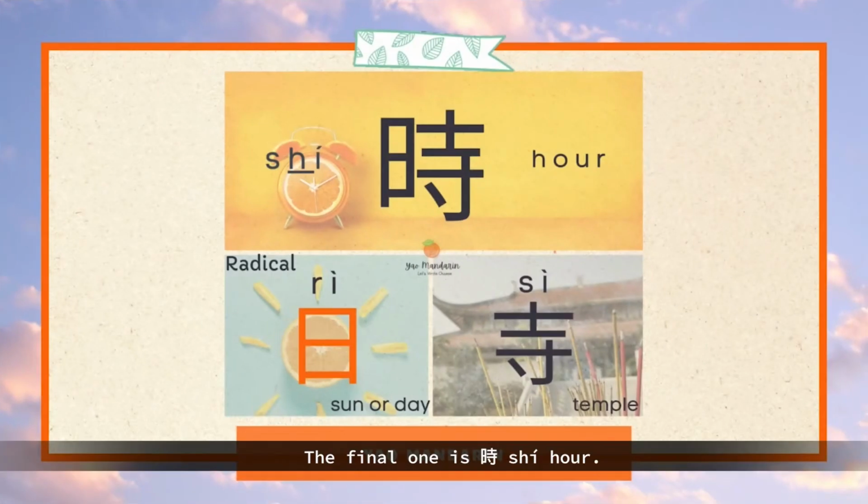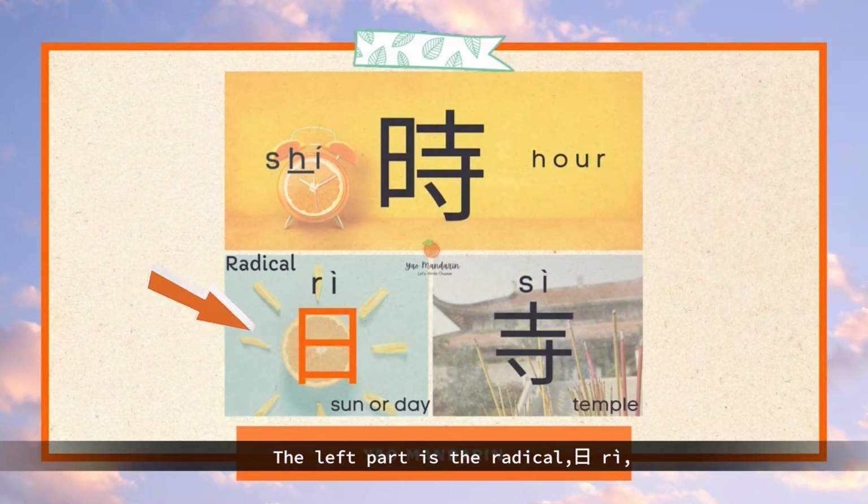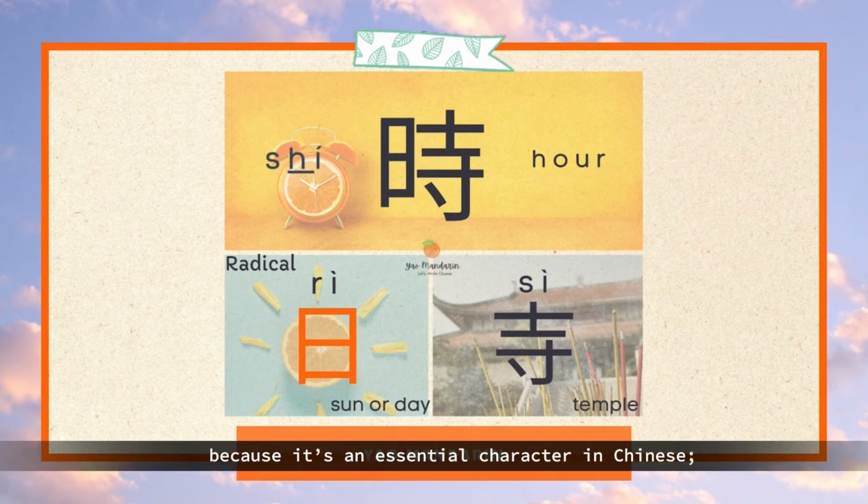The final one is 时, hour. The left part is the radical 日, and that means sun or day. Please remember 日 because it's an essential character in Chinese. You may see it often. 日 is a pictograph of the sun.